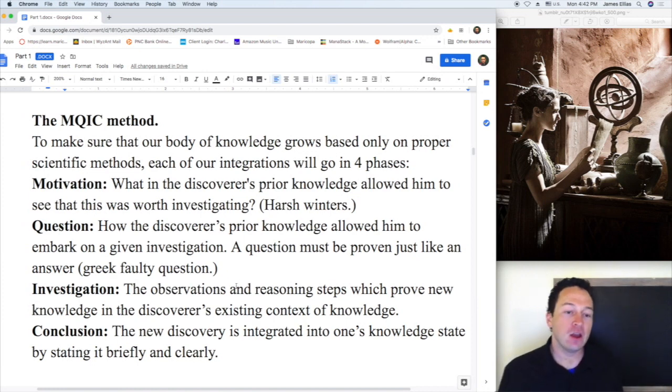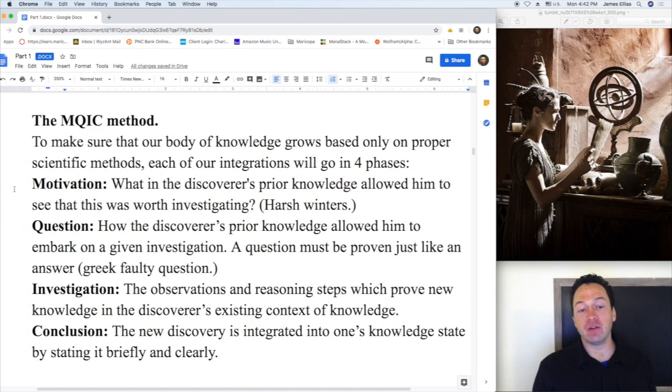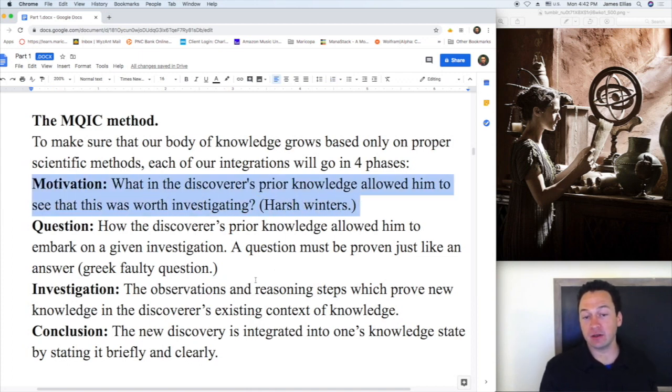In order to stick to these three rules, each of our integrations in this class will proceed in four phases. Okay? First is the motivation phase. In the motivation phase, we will always cover what is in the discoverer's prior knowledge. What is it that the discoverer knows that allows him to see that this particular thing is worth investigating. In the case of Anthropocleitus, he wanted to know the cause of the seasons because there were harsh winters, and during the summer, that's a good time to plant crops. So he wanted to know how the seasons behaved.